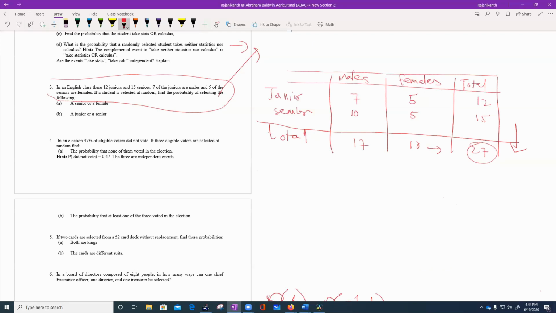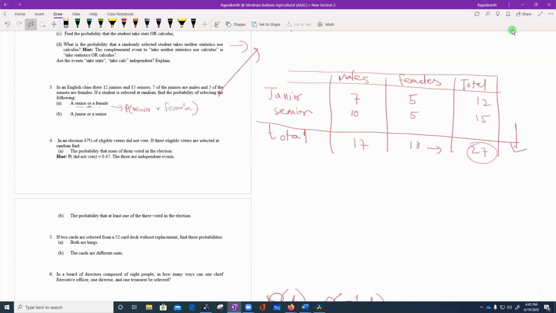So I'm making the table here. You are going into the classroom. There are 27 students in total. You are choosing only one student, right? The student should be a senior or female. Okay? So remember, part A is about the probability of A or B. So you need to find now two things. The probability of a senior. This is the question now.